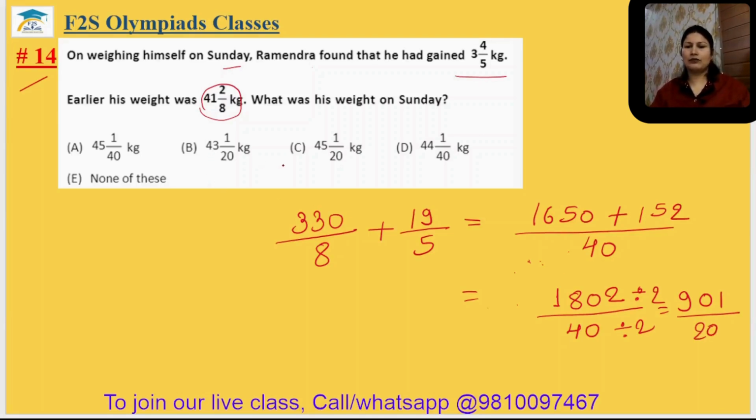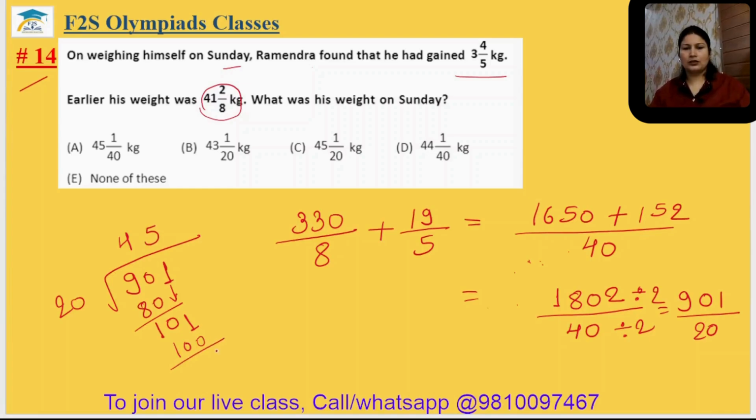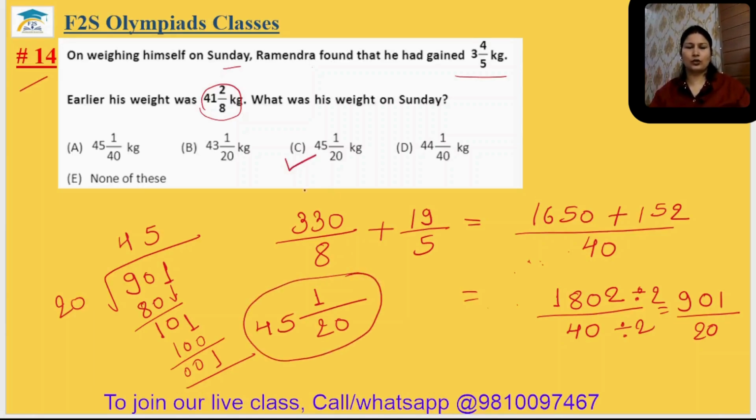Actually, answers are given in mixed numbers. To convert the improper fraction to a mixed number, divide 901 by 20. 2 4s are 80. 0, 1. Now 1 will drop down. 2 5s are 100. 45 is your whole number. 1 is your numerator. 20 is your denominator. 45 1/20. It is found in option C. The 14th answer is option C.